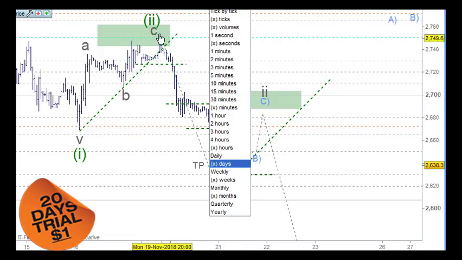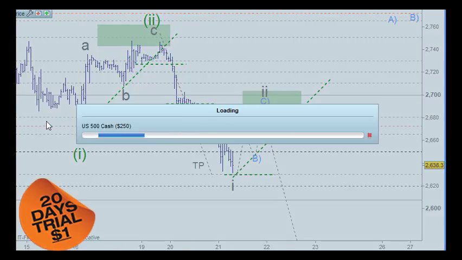So I'll just go into the tick chart and we'll look at this move coming down through here.